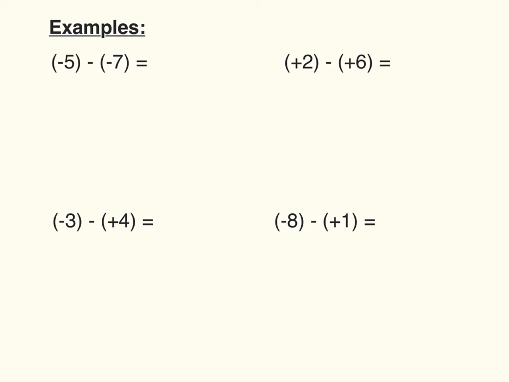Okay, so here we are with some examples. Got -5 minus -7. Now, if you're paying attention, you'll notice that I did, in fact, use the same exact integers, but I've made them subtraction problems instead. Let's see what happens. So, I take the absolute value of both of these numbers. The absolute value of -5 is 5.